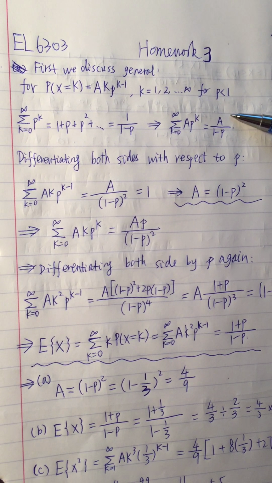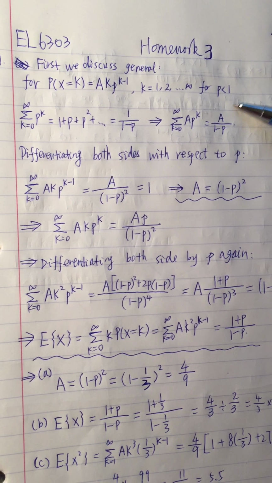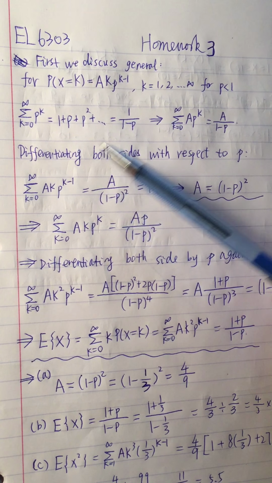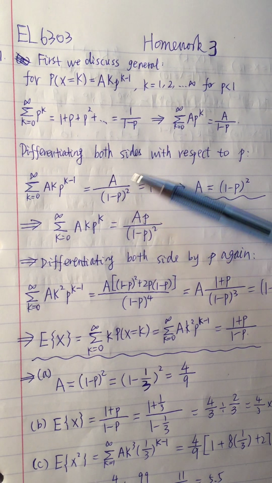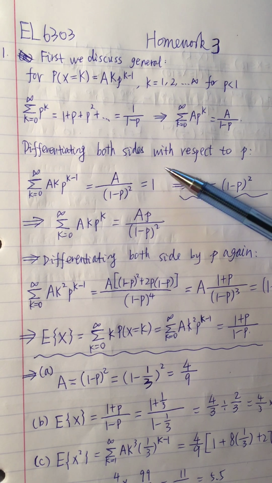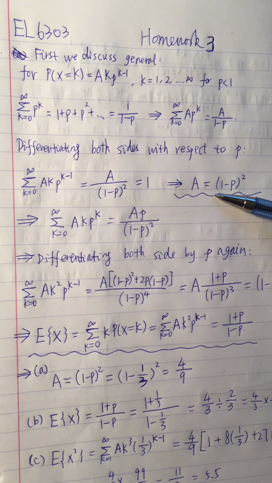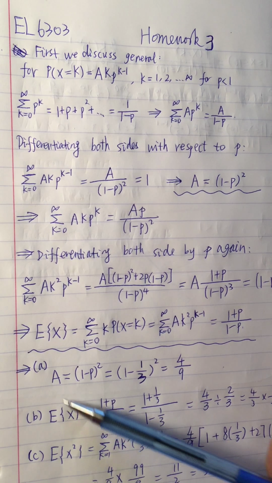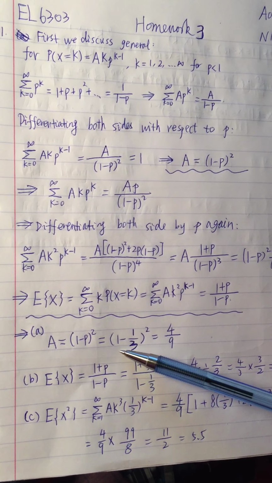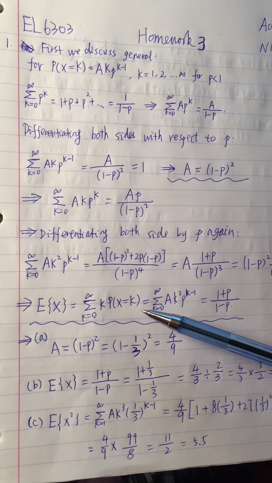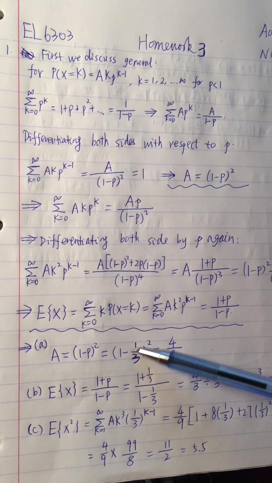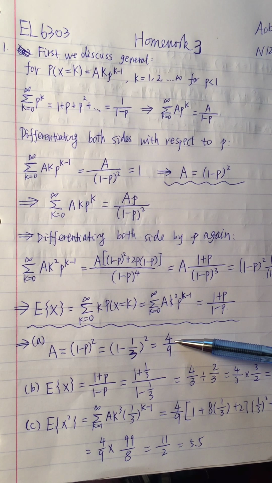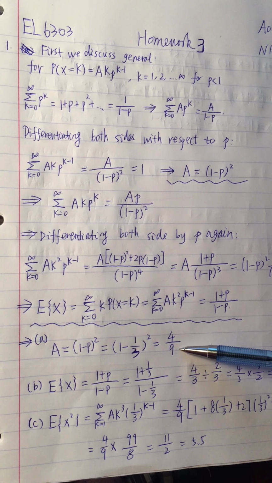So we can take the derivative of both sides. We can easily find that a k p^(k-1), that means a/(1 - p)², equals 1. So we can easily find that a is equal to (1 - p)². That means a equals (1 - p)². The p in this section is 1/3, so the final answer is 4/9.